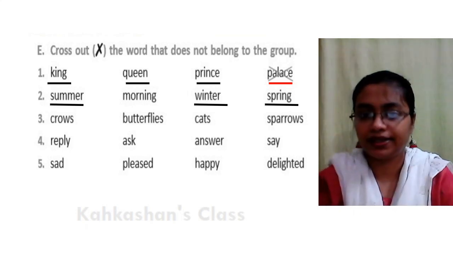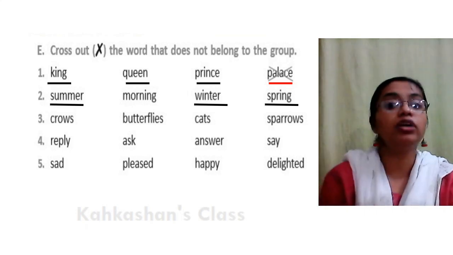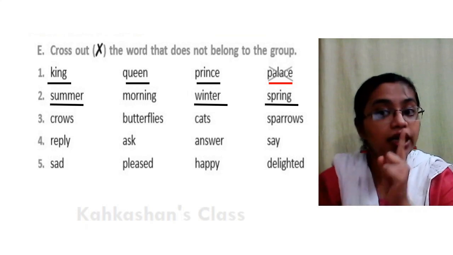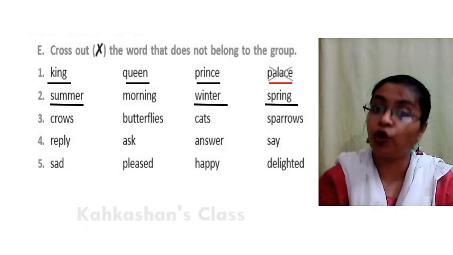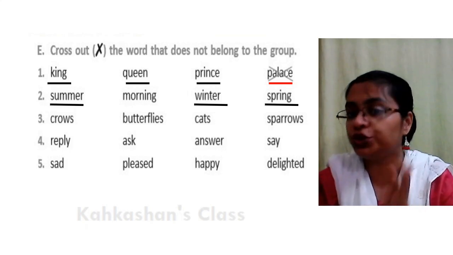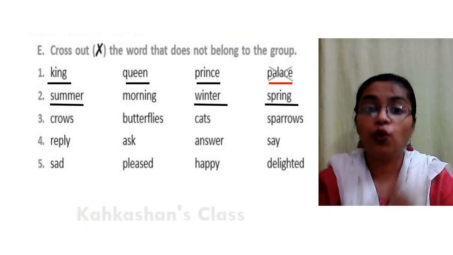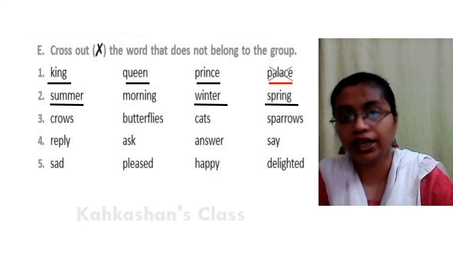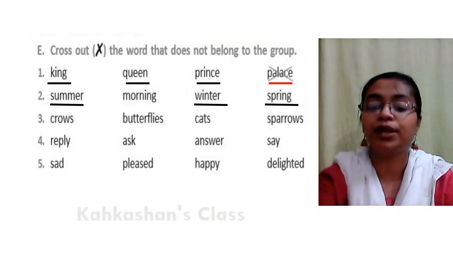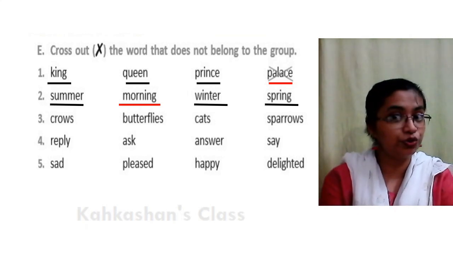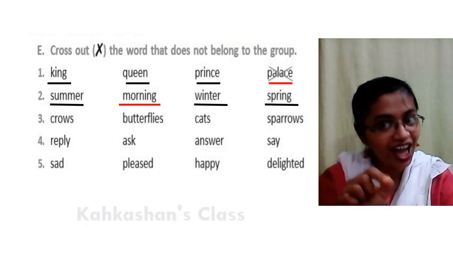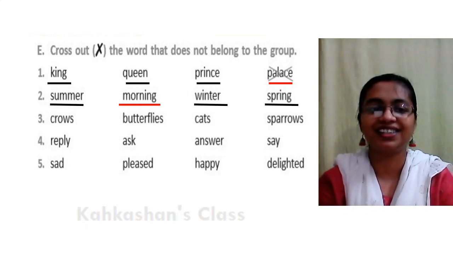But morning. Morning is a part of a day. Each day we have a morning. Sunday morning, Monday morning, Tuesday morning. So summer, winter and spring are seasons. But morning is a part of the day. So what you'll do? Cross out morning.